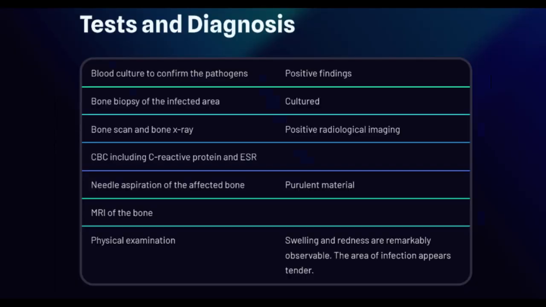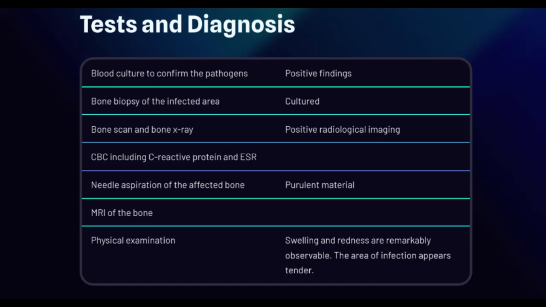In the diagnostic odyssey of osteomyelitis, a multitude of tests and assessments converge to unveil the intricate pathophysiology underlying bone infection, empowering clinicians with invaluable insights to guide therapeutic interventions and optimize patient outcomes. At the forefront of diagnostic endeavors lies the indispensable blood culture, a gold standard method for confirming the presence of pathogens circulating in the bloodstream. Positive blood culture findings serve as a pivotal diagnostic clue, guiding subsequent therapeutic strategies and antimicrobial selection.